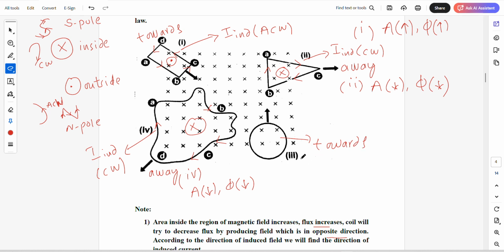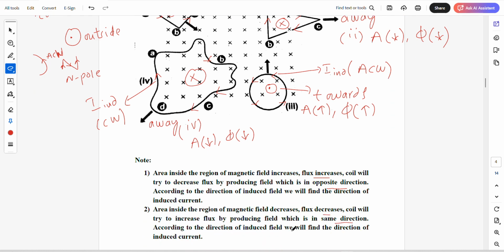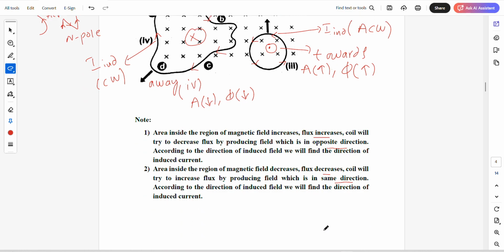Third case. Okay, in case of the third case, A is increasing, flux increases. So what happened? The coil will try to decrease flux by producing a field which is in the opposite direction, north pole. In case of north pole, we know anti-clockwise direction. So easy enough on this one. Okay, I induced will be what? In the anti-clockwise direction. Hope you understood this one. Okay, kindly read this one. You will come to know exactly.